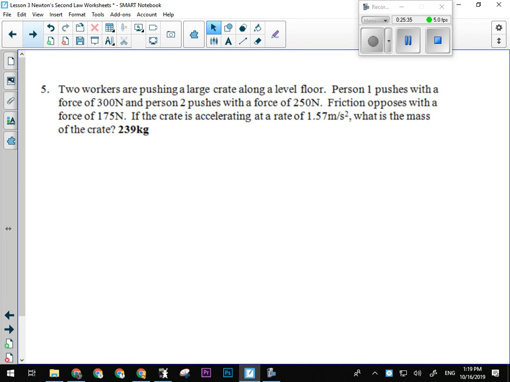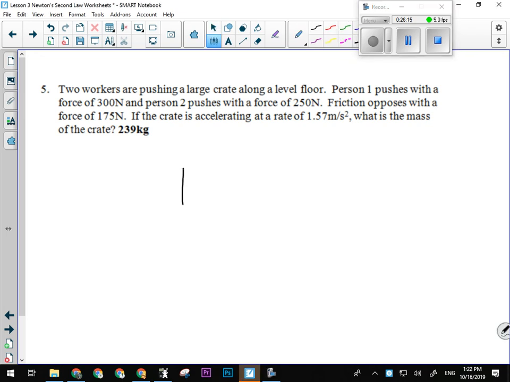This one is a little bit different. The math of it is also fairly straightforward, but there are no angles or anything to think about on this one. Two workers are pushing a large crate across a level floor. One of them pushes with 300, the other with 250 newtons. Friction is opposing with 175. So all the forces are horizontal, they're all collinear, so getting the net force should be straightforward. They're telling us the crate's accelerating at 1.57 meters per second squared. We're looking for the mass of the crate. You've got it, because the answer's right there.